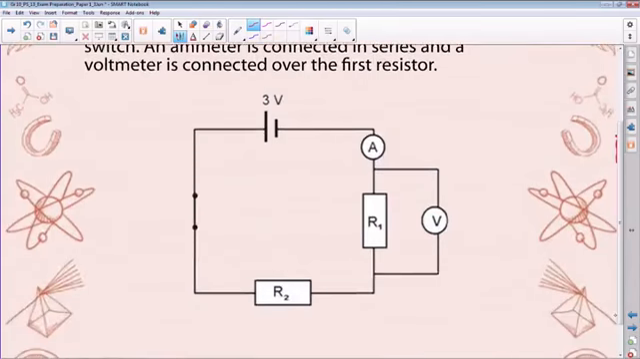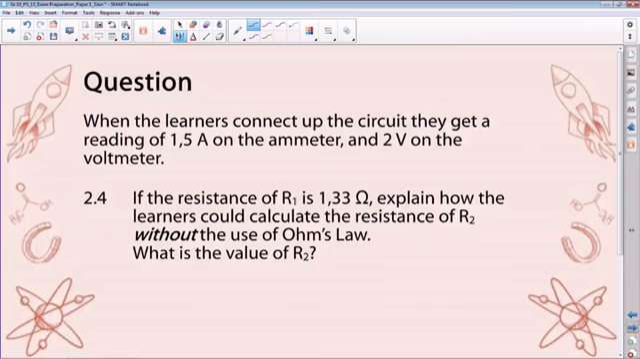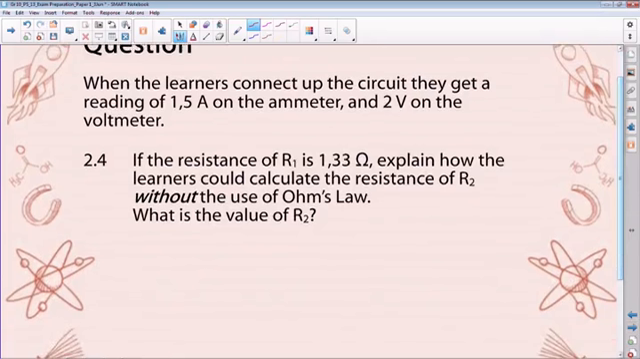Still the same circuit. Right now, if you check here, it says if the resistance of R1 is that, we're given the resistance of R1, explain how learners could calculate the resistance of R2 without the use of Ohm's law. This is a fact that we have established, that V total is equal to V1 plus V2, right? Which explains why potential difference is divided. So we need to explain how exactly we would calculate the resistance of R2.